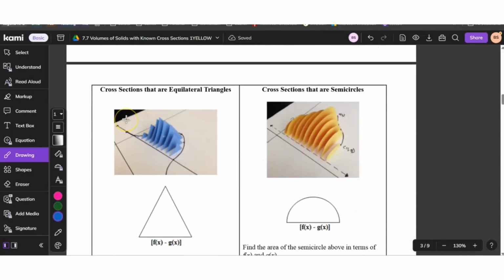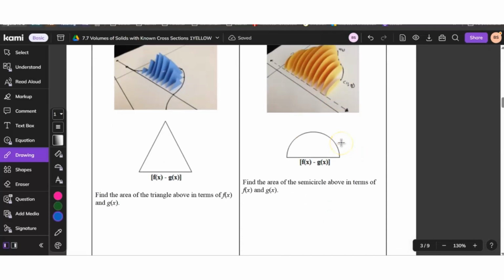With our semicircle, all we're saying is the distance between the graphs is going to be the diameter of that circle, okay? So if we find the area of this semicircle, it's going to be half of a circle. So right off the bat, we have a half. And then it's pi r squared, which means it's going to be pi times the radius squared. Well, the radius has to be half of the distance between those two graphs.